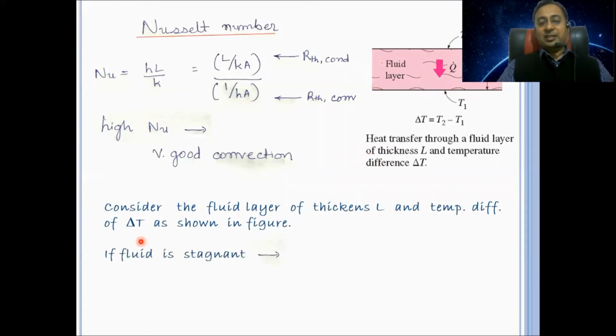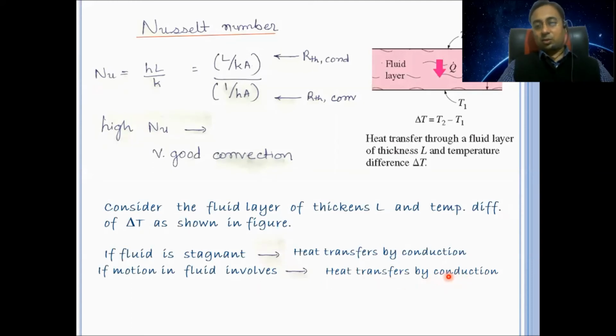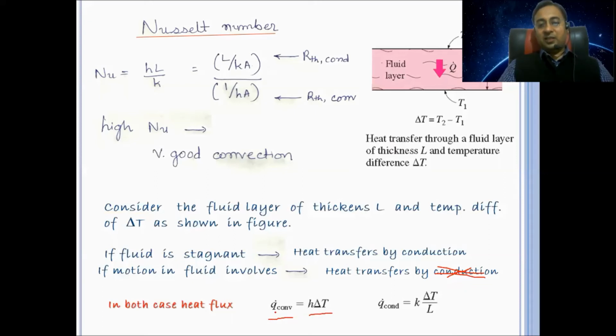Now if fluid is stagnant, heat is transferred by the conduction. We know that if there is no motion, then heat is transferred by pure conduction. If there is a motion, heat is transferred by the convection, right? So in both cases, heat flux is defined as q convection is equal to H delta T. Remember, it is heat flux, means heat transfer per unit area, and q conduction is K delta T by L as per the Fourier law.